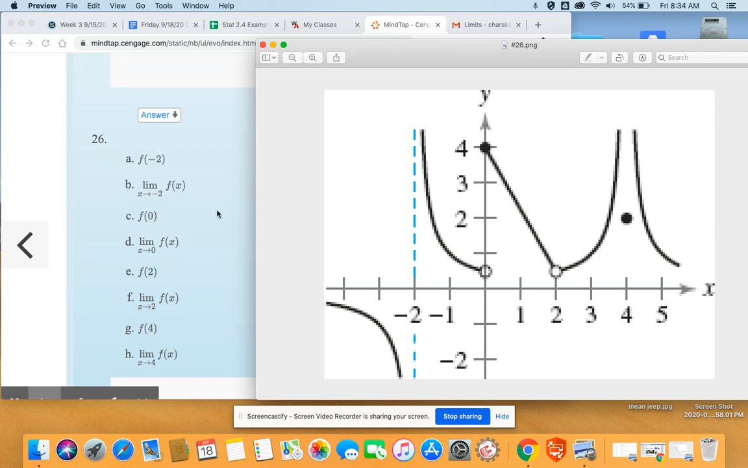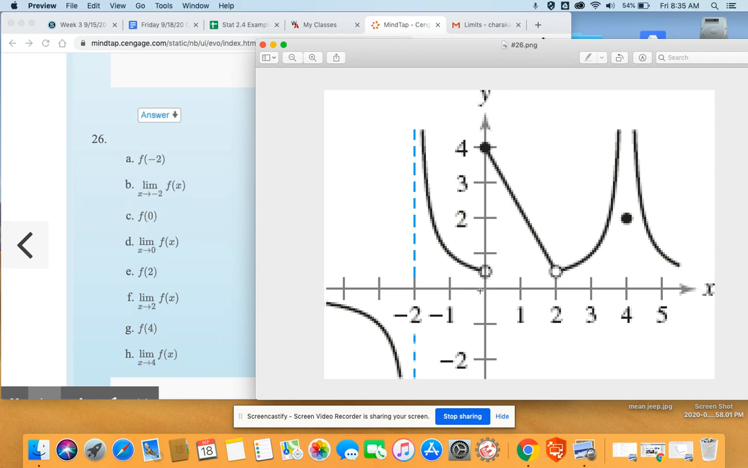Is there a limit as x approaches -2? Well, this side decreases towards negative infinity. This side increases towards positive infinity. We've got differing behavior. And again, anytime there's a vertical asymptote, the answer would be the limit does not exist. So both A and B do not exist. The point does not exist. The limit does not exist.